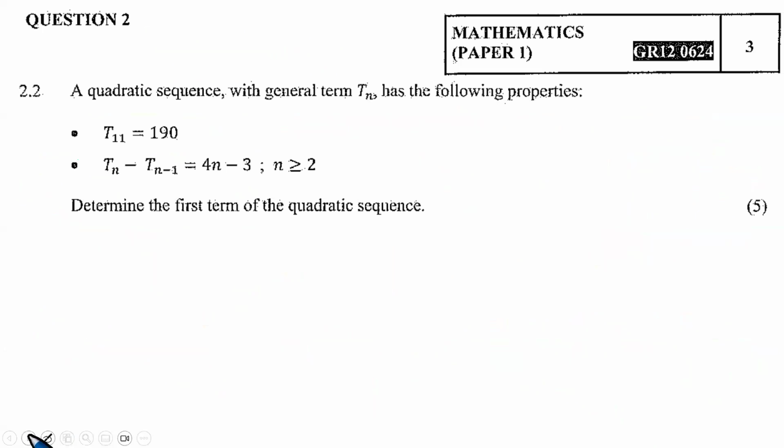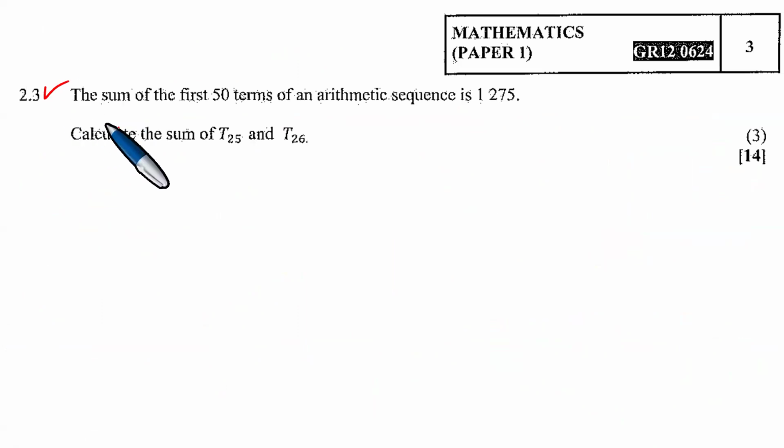Minus 40. Right, look at the next one. 2.3. The sum of the first 50 terms of an arithmetic sequence is 1275. All right, so yeah, you're able to understand that one. Calculate the sum of T25, T26.